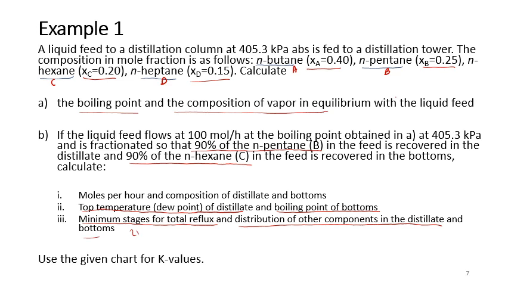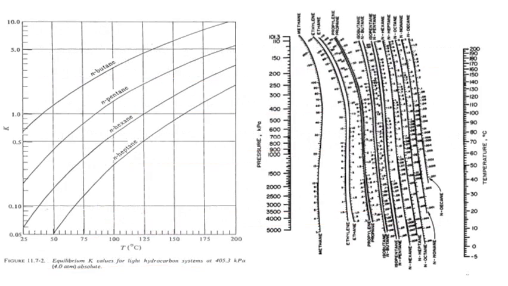So we are going to use the Fenske equation here and use the given K chart for the K values. Okay, let's do that. So these are some examples of charts where you can read the K values from. The first figure is equilibrium K values for a light hydrocarbon system at 405.3 kilopascal absolute. This is also given in Spectrum. I have uploaded the PDF file for you to use.